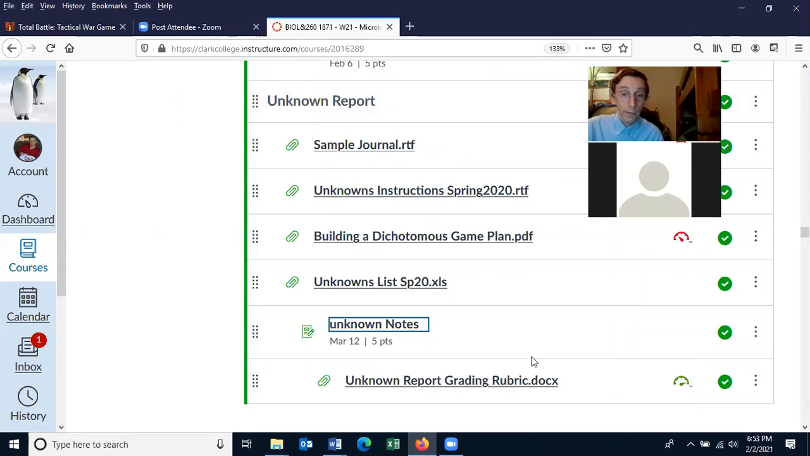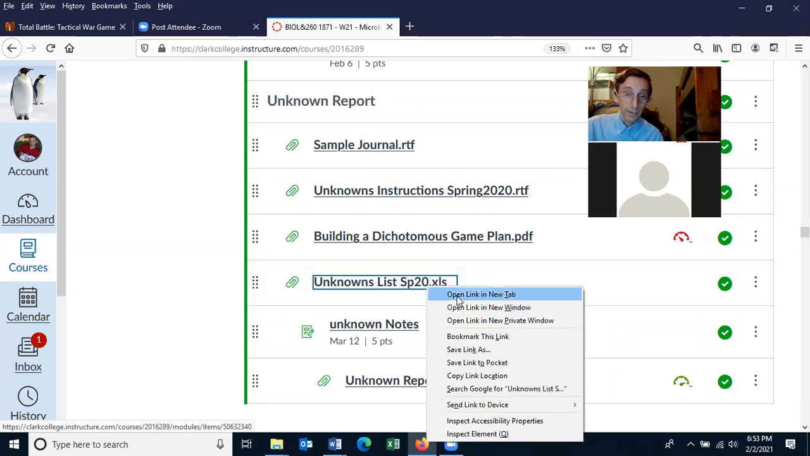And there is a grading rubric for how the unknown report will be graded. And I suggest you don't look at that until at least halfway through the term. You do need to look at it before you write up your unknown journal report and then submit the journal report. This link here is the possible unknown species. So you can click on this list. Let's go ahead and do that.